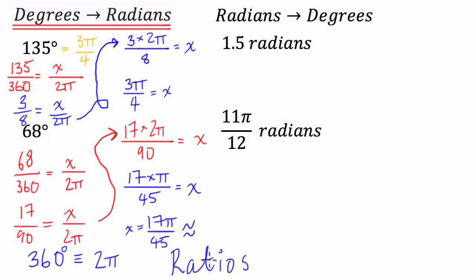But sometimes it's worth just to convert it to an approximation. They're fairly accurate approximations because you can go to as many decimal places as you want. I'll go to 3. So this is just going to be 1.187 radians.